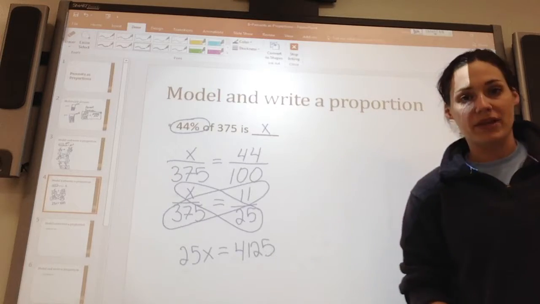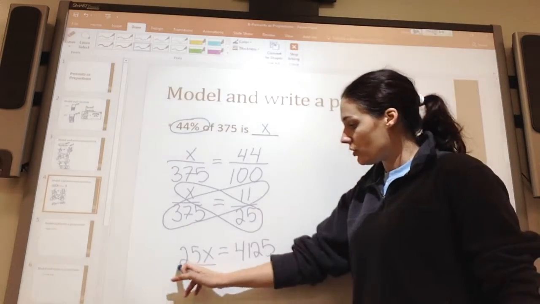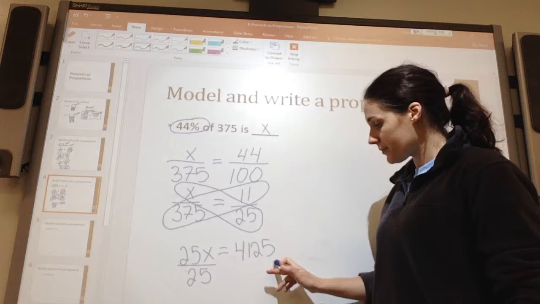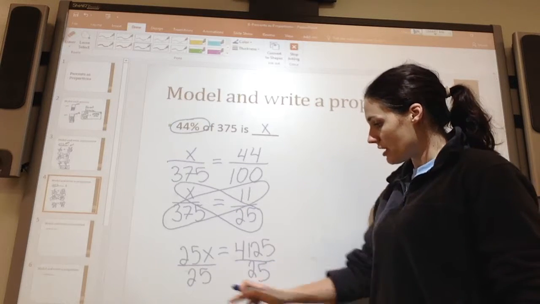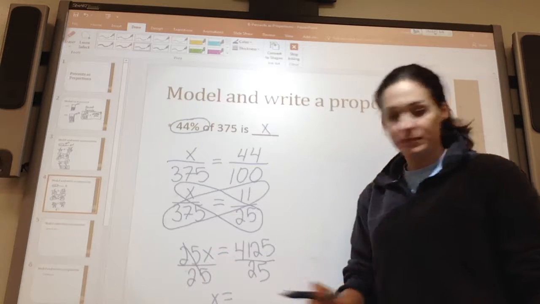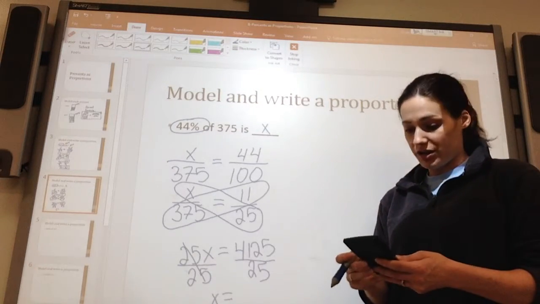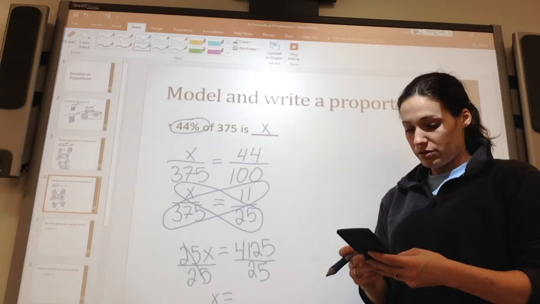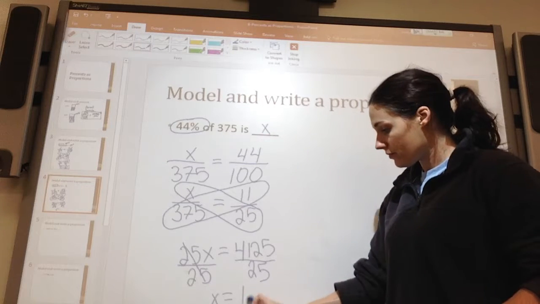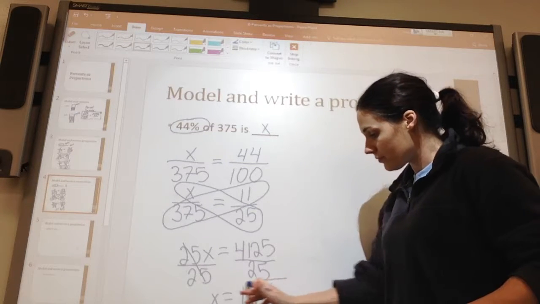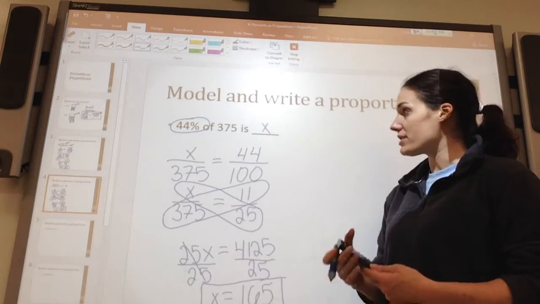4,125. Make sure you got the same thing that I did. And then we'll solve the equation by dividing by 25. Now I just set my calculator down, but I'm going to need it. So 4,125 should already be on your calculator. Divide by 25. $165.